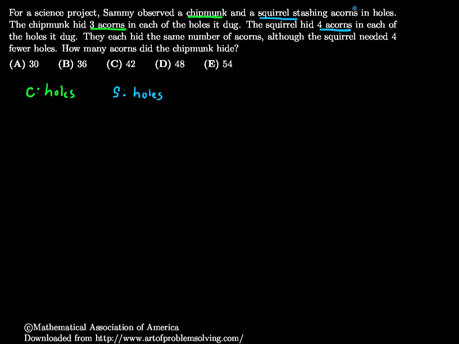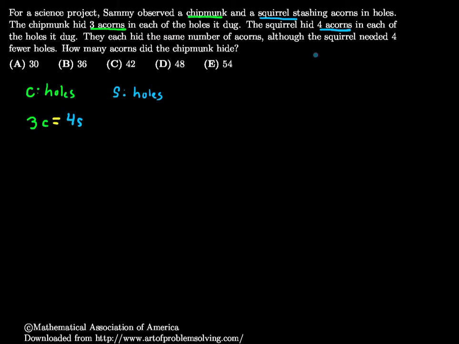And I know that the number of acorns stashed by a chipmunk is, let's see, 3 acorns per hole, so 3 times C. And I know that that will be equal, because they store the same number of acorns, as the number stored by the squirrel, which is 4 per hole, so 4 times S.